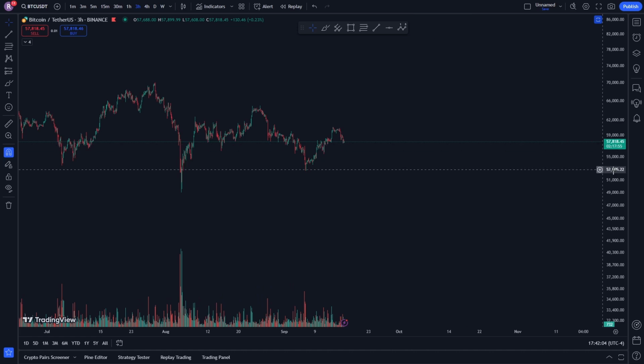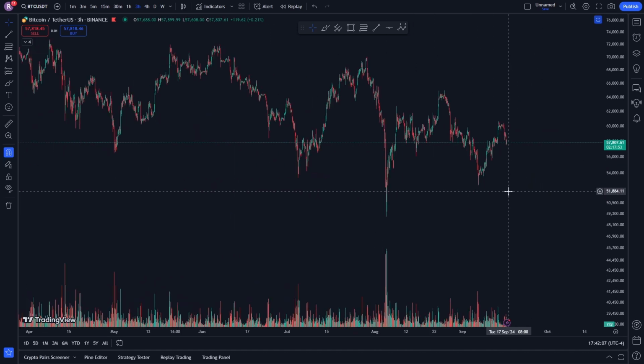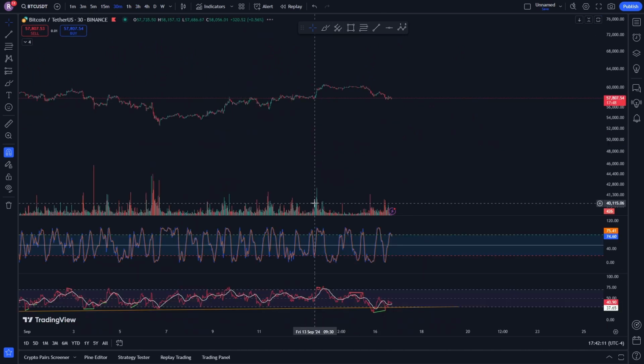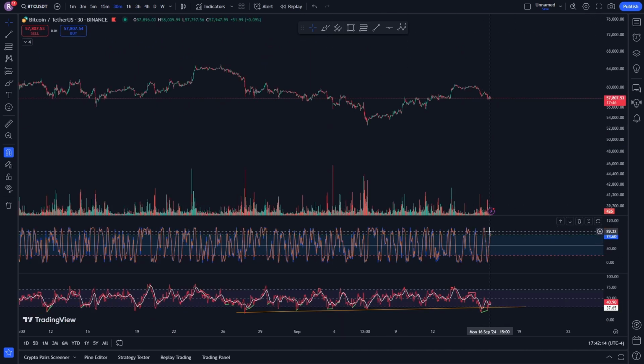A lot of people will say, oh, we're bottoming out, but no, not yet. I don't think so. There's still more room to go. And we can even see here, if we go on the 30-minute, look at that, we're getting oversold again.